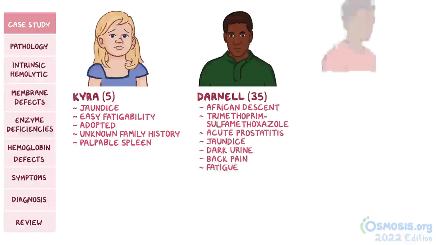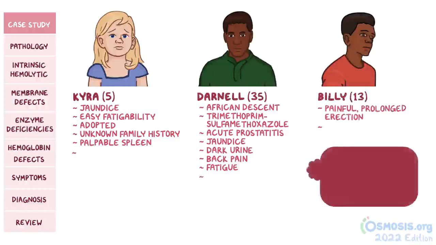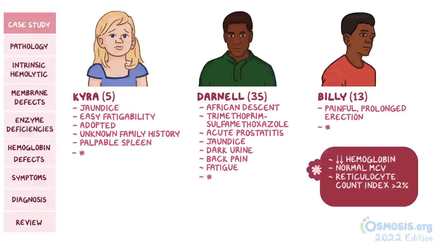There's also a father who brought Billy, his 13-year-old son, to the emergency department because of a painful and prolonged erection. CBC is ordered for all of them, and it shows low hemoglobin with normal MCV and reticulocyte count index over 2%. They also have increased LDH. Now, Kira also has an increased MCHC and spherocytes on peripheral blood smear, while Billy has sickled cells.